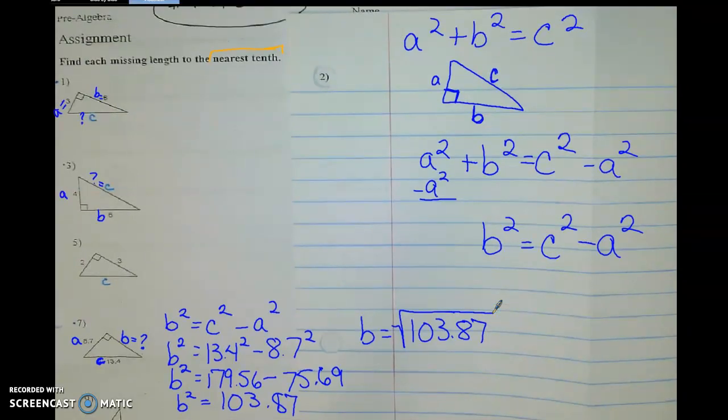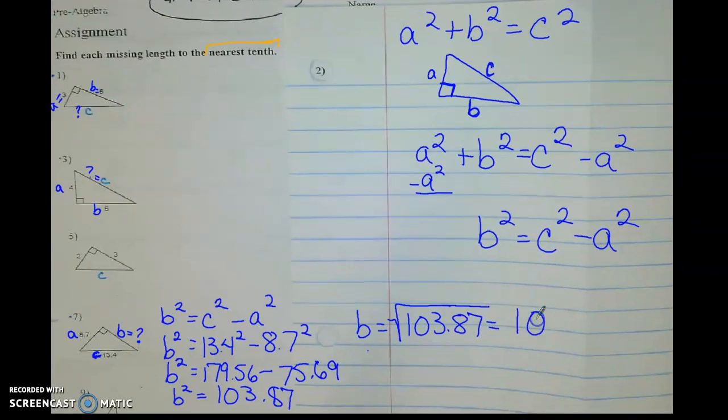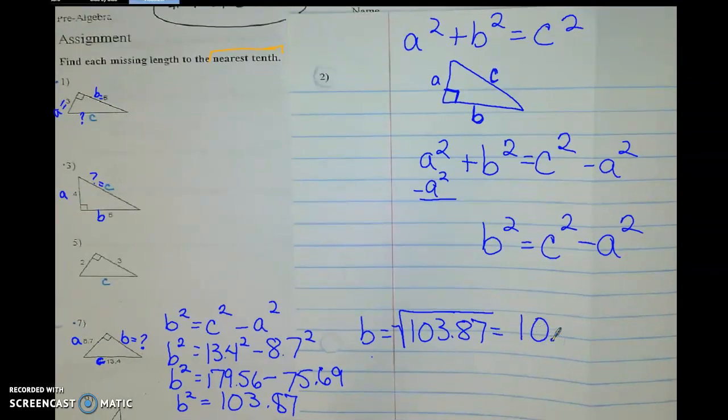So I'm going to end up rounding. When I take the square root of 103.87, I find out that b equals 10 point, and since I'm rounding to the nearest tenth, it's going to be 10.2, because it's going to round up to 2. So that lets us know what number 7 would be. The side b is 10.2.